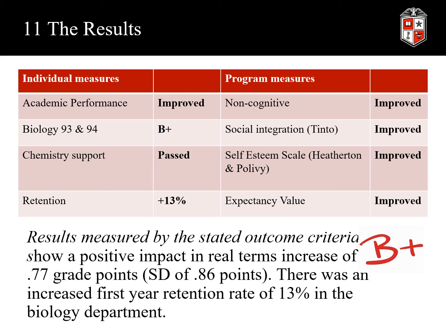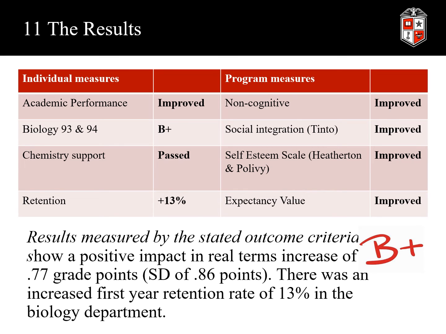The results measured by the stated outcome criteria show a positive impact, in real terms an increase of 0.77 grade points. There was an increased first-year retention rate of 13% in the biology department, meaning that year over year, the biology department in 2016 had an attrition rate of approximately 20%, which was better than the 2015 attrition rate of 35%. The biology courses 93 and 94 had an improved grade.